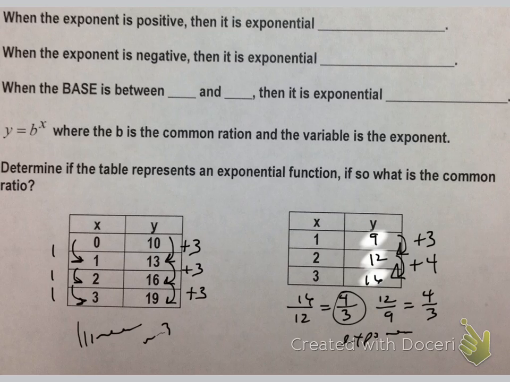So the answer is 4/3. The common ratio is 4/3. Okay, moving on. You understand now? Yeah, there were two separate problems.